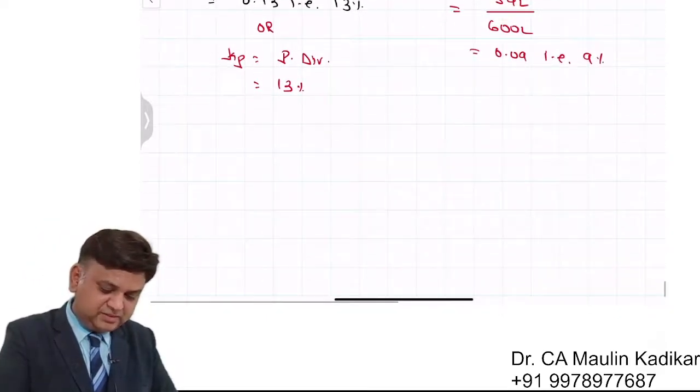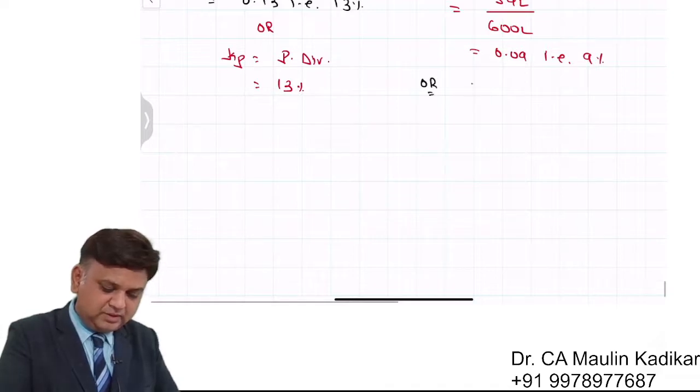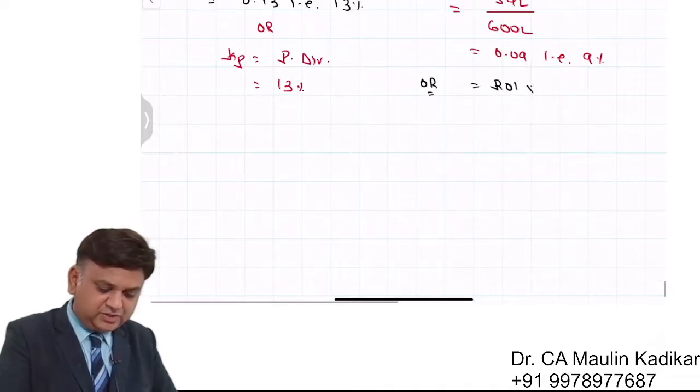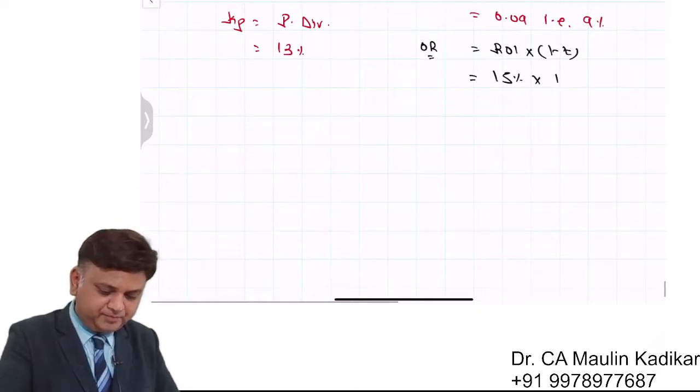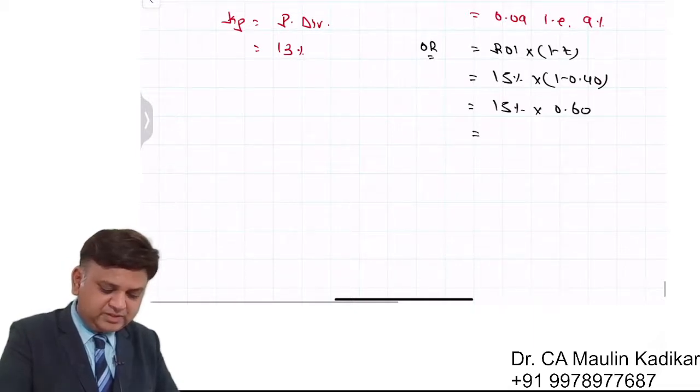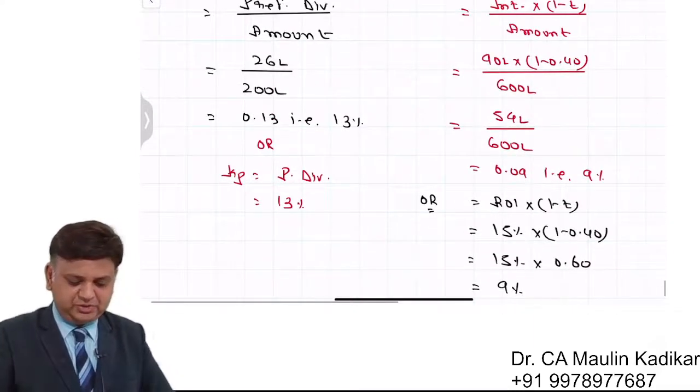Or otherwise, we can say that's the rate of interest into 1 minus tax rate. So 15%, that is the rate of interest, into 1 minus 0.4. 15% into 0.6, that comes to 9%.